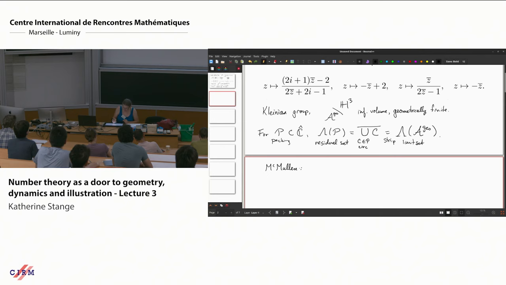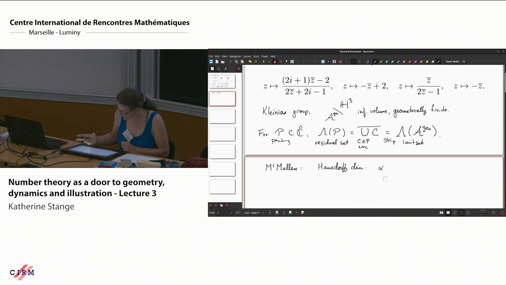And so McMullen has, I think, the best Hausdorff dimension computation. And so it's something like 1.30568 and so on.